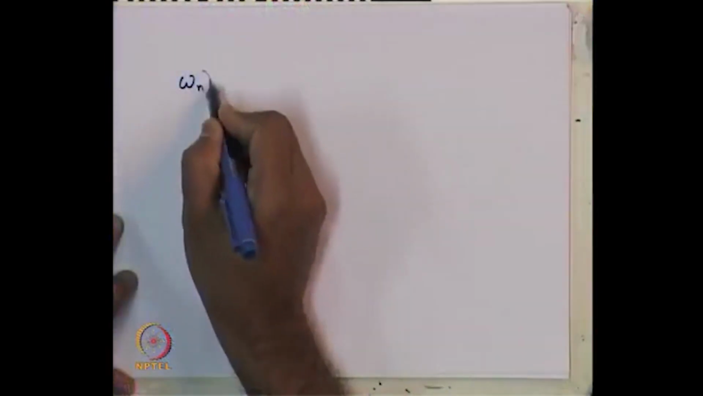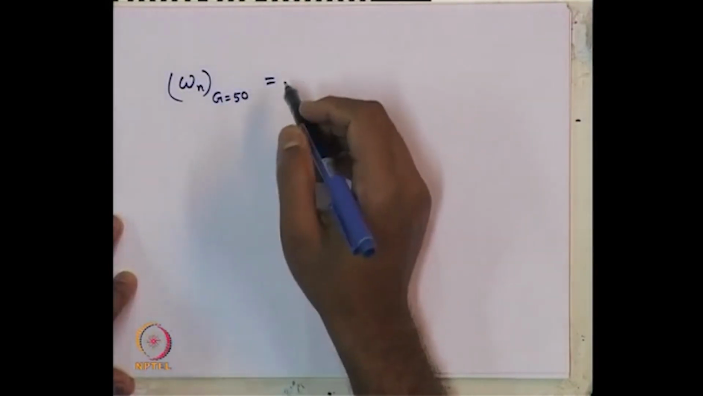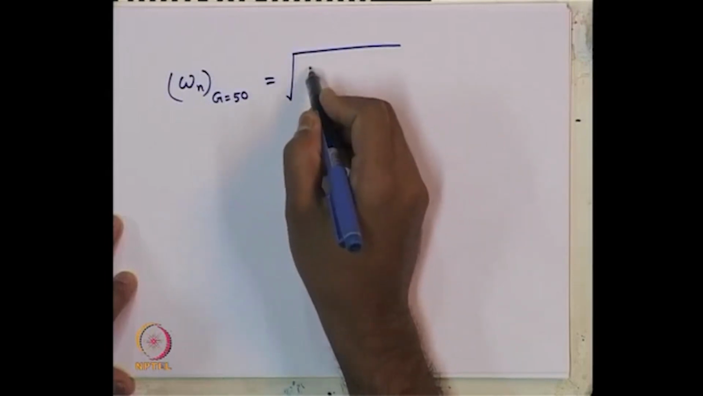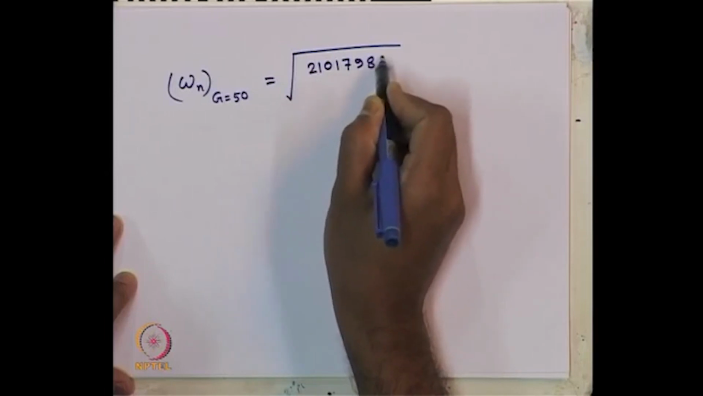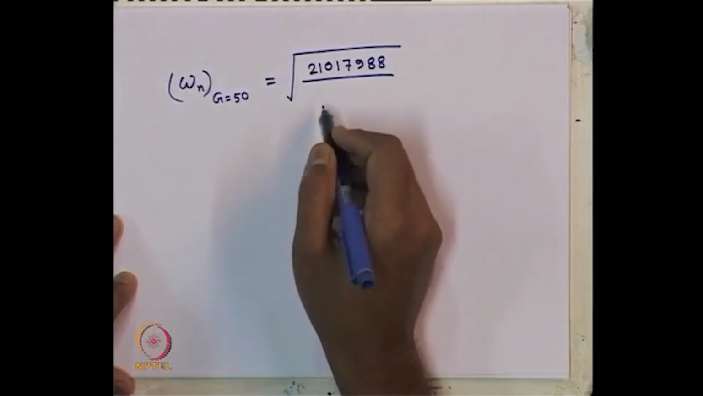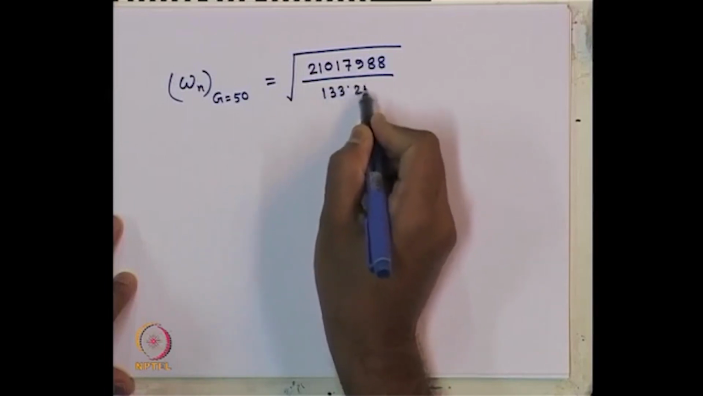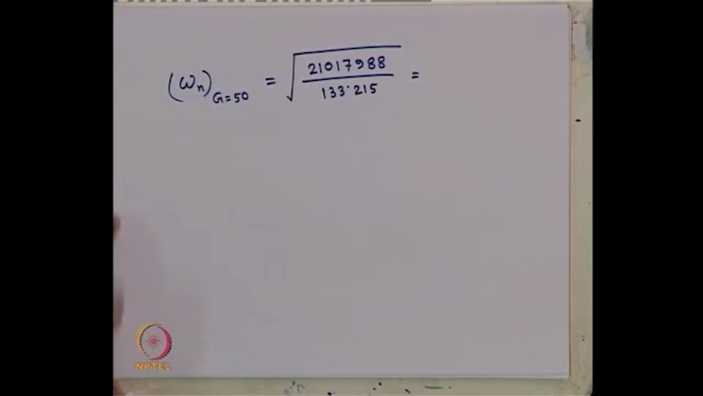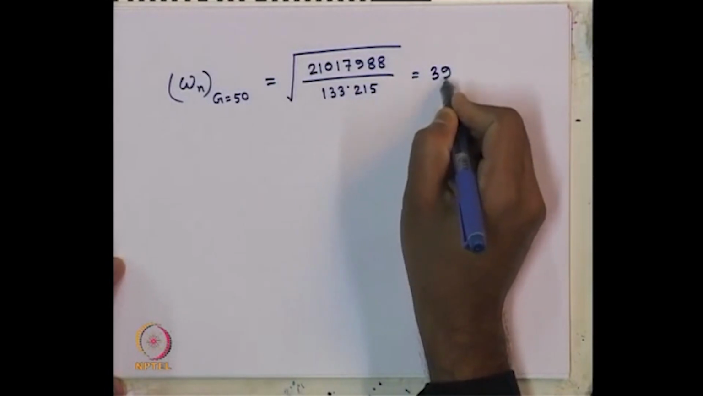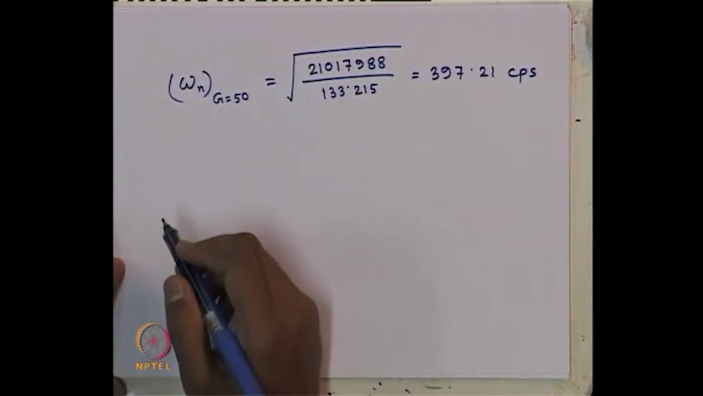So, now we can get omega n for 3 different types of soil. For the first type of soil with G equals to 50, the K value is 21017988 and I psi we have calculated as 133.215. How much is it coming to, if we calculate? 397.21. So much of cycles per second.